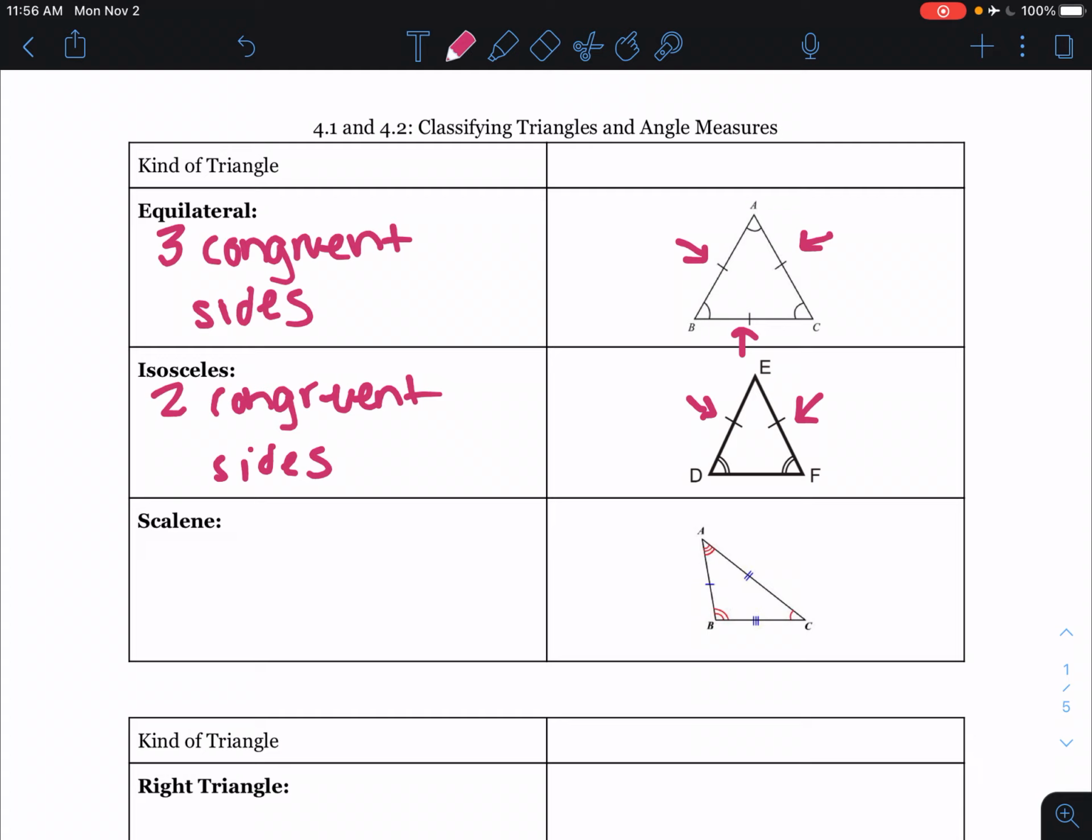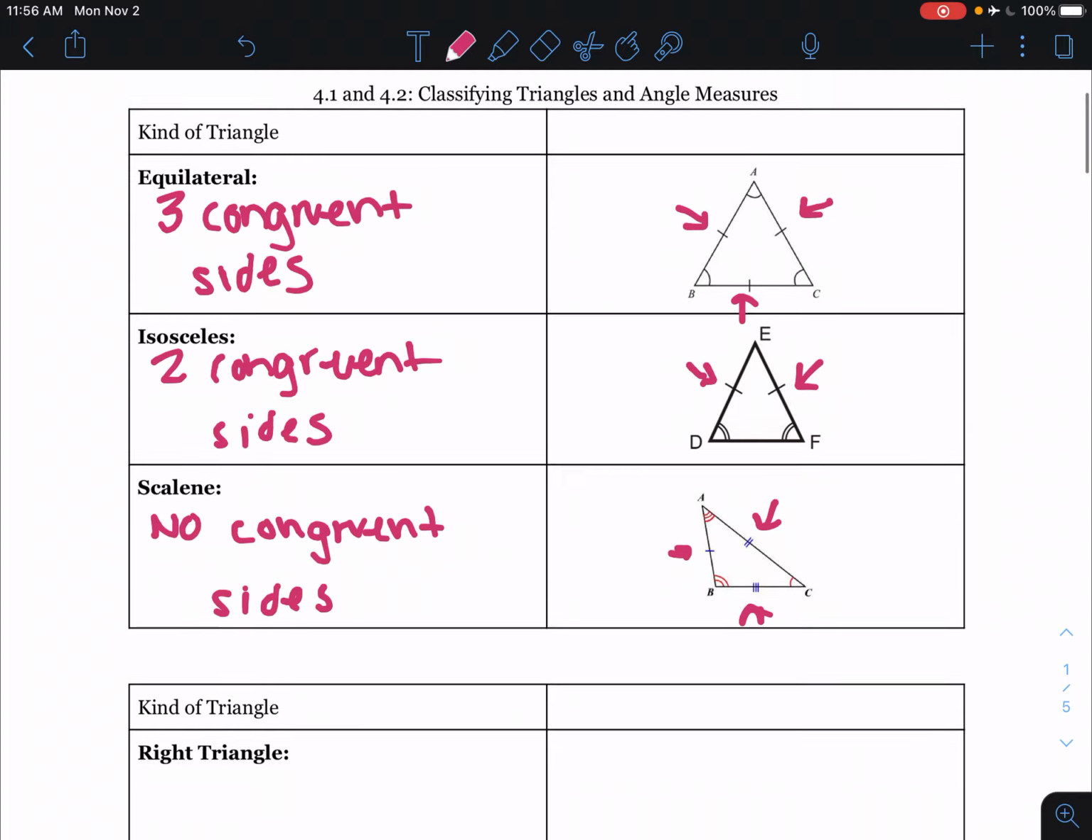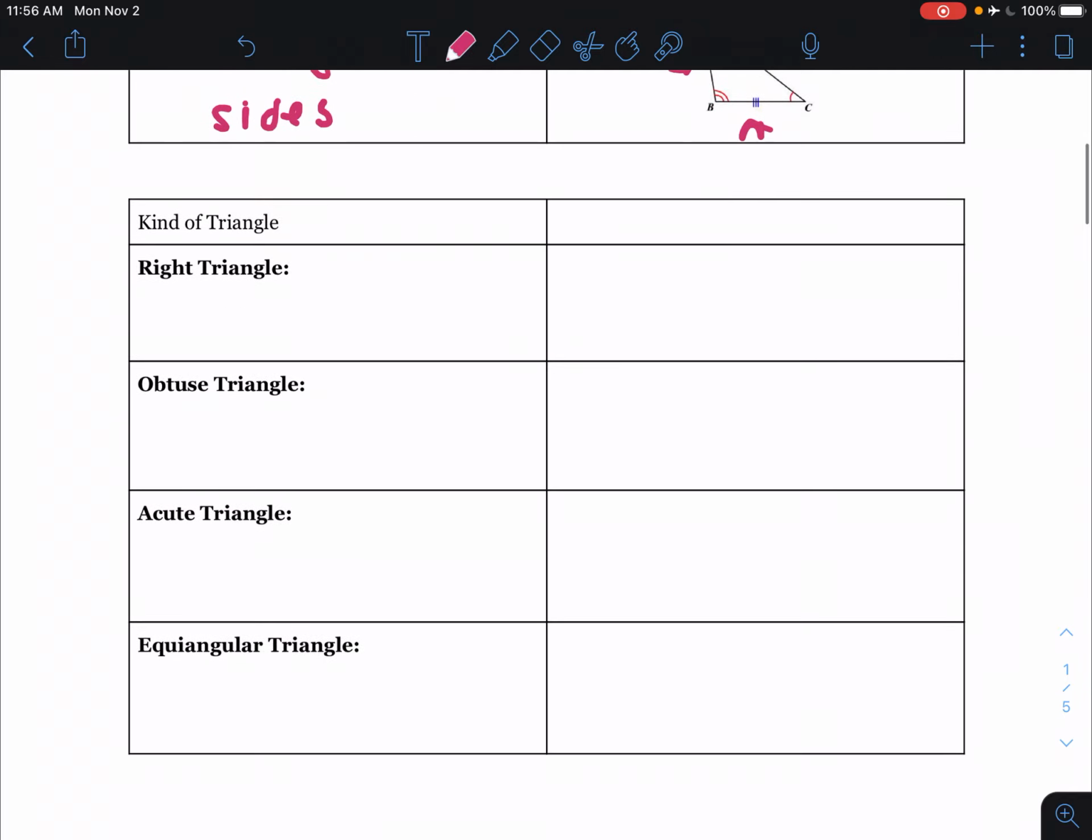Finally, we have a scalene triangle, and that has no congruent sides. If you look at the picture, it has one tick mark, two tick marks, three tick marks. None of the side lengths have the same number of tick marks. Therefore, none of the side lengths have the same length. So that makes it a scalene triangle.